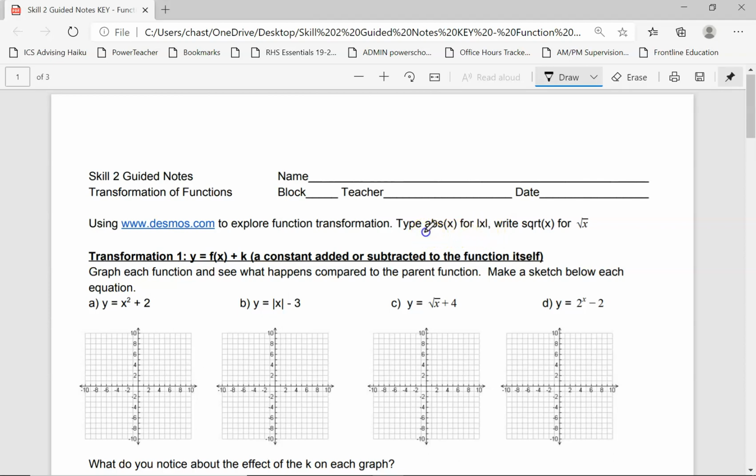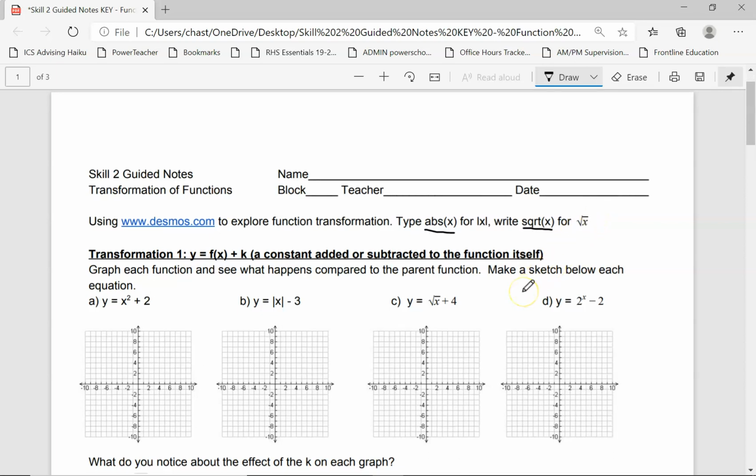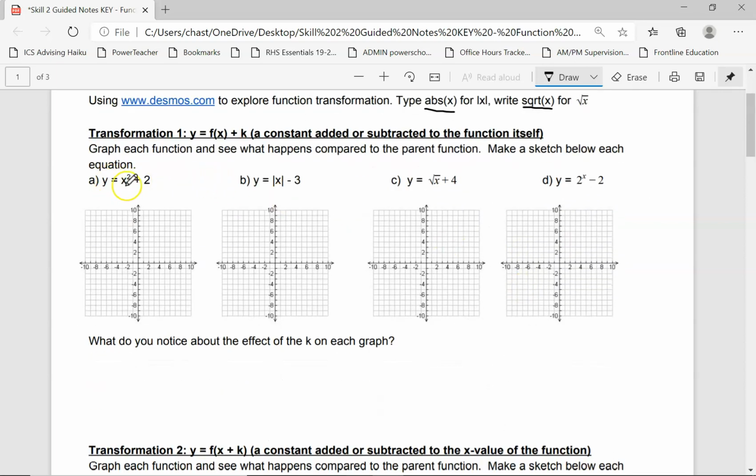A couple things to note: when you're using Desmos and trying to do absolute value of x, you have to type ABS parentheses x. And when you're trying to type square root of x, you have to type SQRT, and that'll allow you to get the square root function. Okay? So I'm going to type these equations into Desmos, but first I'm going to identify the parent function.